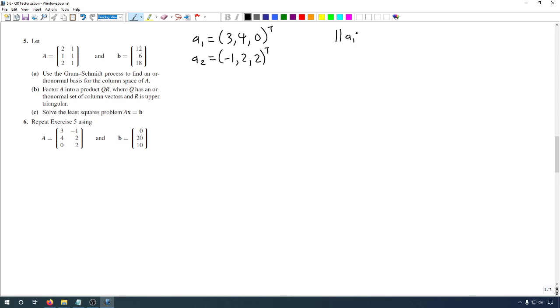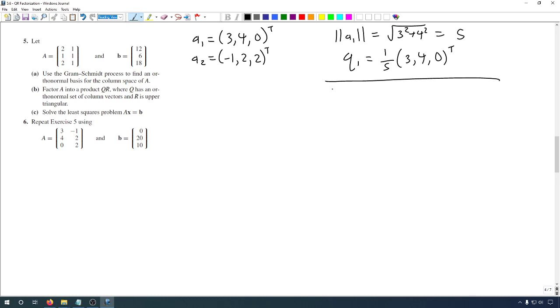Our norm of A1 is the square root of 3 squared plus 4 squared. Hopefully it's not too hard to see, that's a 5. So Q1 is 1/5 times 3, 4, 0.